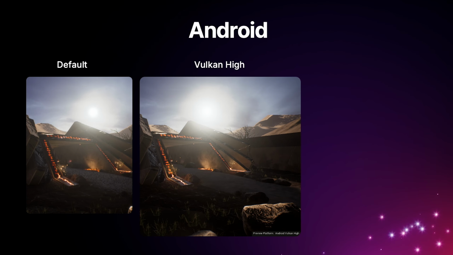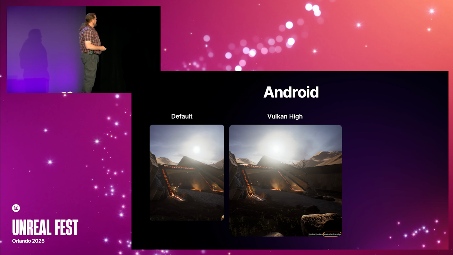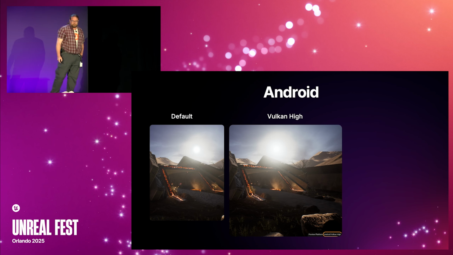The bloom is a bit different on this. The sun's not as defined. The texture quality is not quite as nice as the PC version. And how do you know it's running as Android? It, of course, says on the bottom the specific platform that's being previewed.